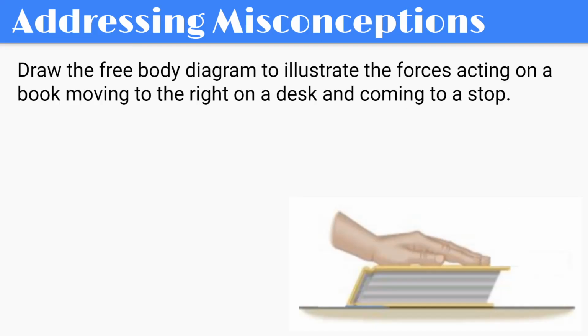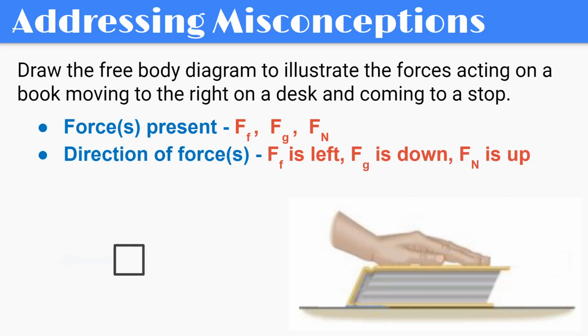Okay, so if you wanted to, you could draw the free body diagram to illustrate the forces acting on a book moving to the right across a desk and coming to a stop. And we would have, of course, friction, gravity, and normal force. We've done these types of diagrams in the last unit. Our force of friction would be to the left in this example. Our Fg would be down, Fn would be up.